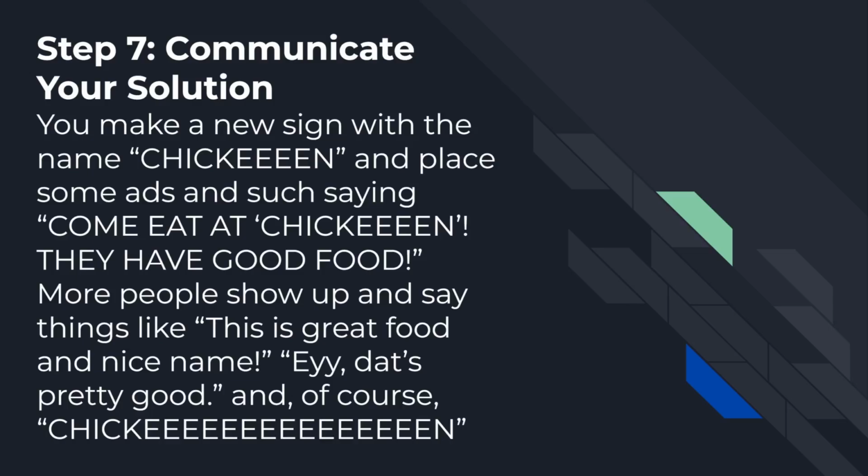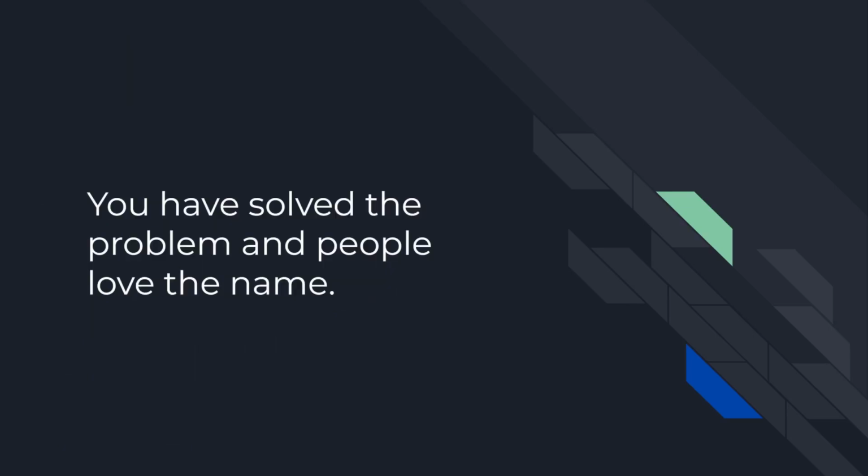Step 7, communicate your solution. You make a new sign with the name chicken, and place some ads and such saying, come eat at chicken, they have good food! More people show up and say things like, this is great food and nice name. Hey, that's pretty good. And of course, chicken! You have solved the problem, and people love the name.